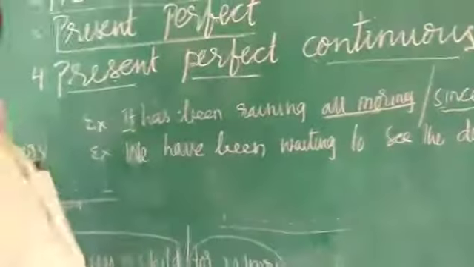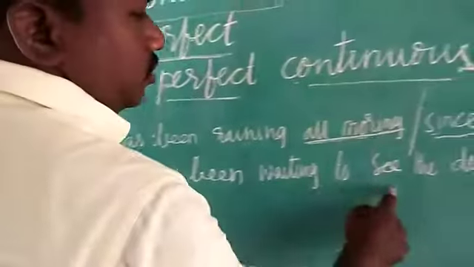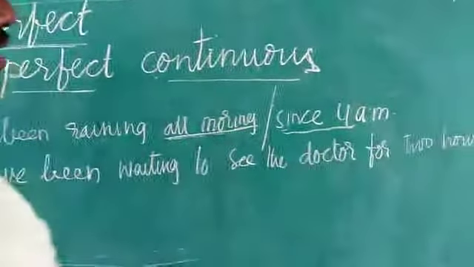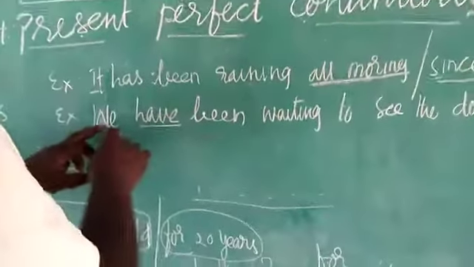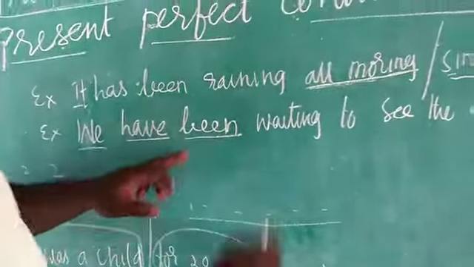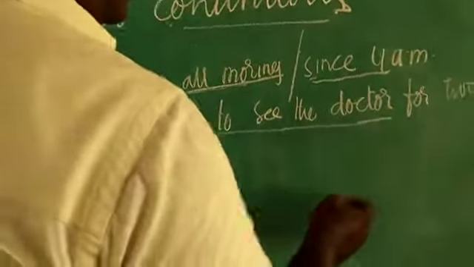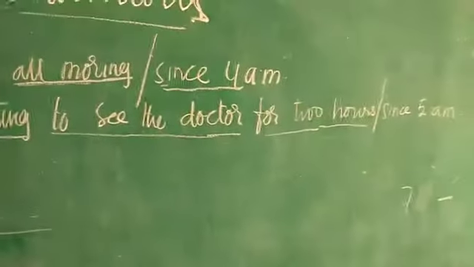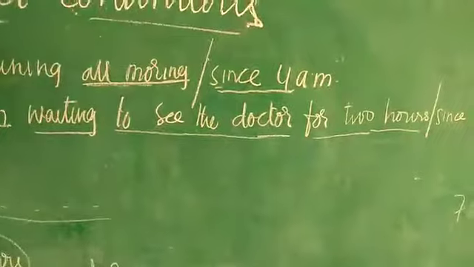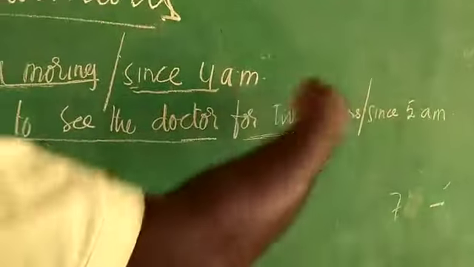Let's go with one more example here. We have been waiting to see the doctor for 2 hours. We is the subject. If it is we, we take have. Been, according to the structure. V1 plus ing. To see the doctor: doctor is the object. For 2 hours is a period of time, as I told you, children. 1 hour, 2 hours, that's a period of time.